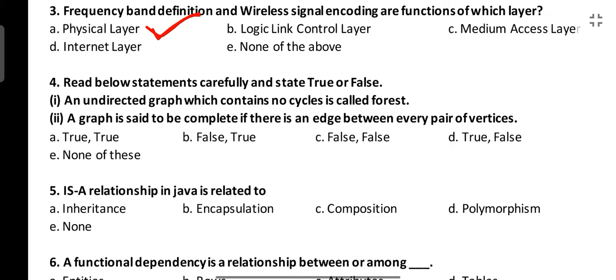Next is: read the below statements carefully and state true or false. Let's see what the statements are. First is an undirected graph which contains no cycle is called a forest. That is absolutely true. Next is a graph is said to be complete if there is an edge between every pair of vertices. That is also true. So both the statements are true. So the correct answer is true and true, option A.